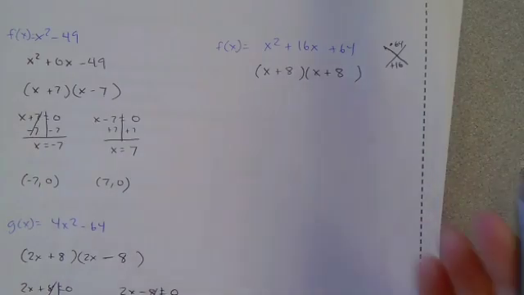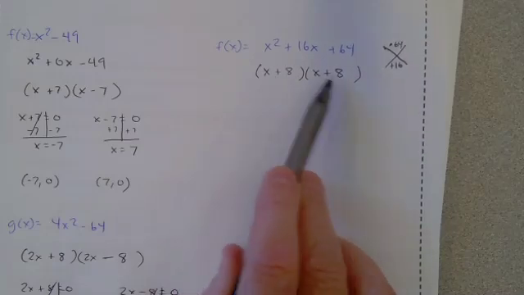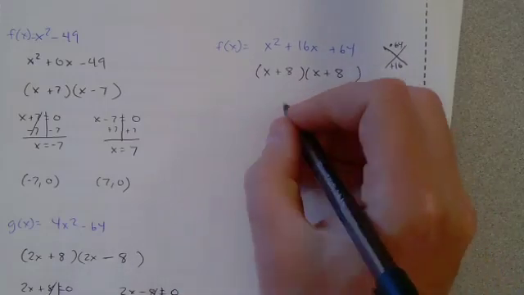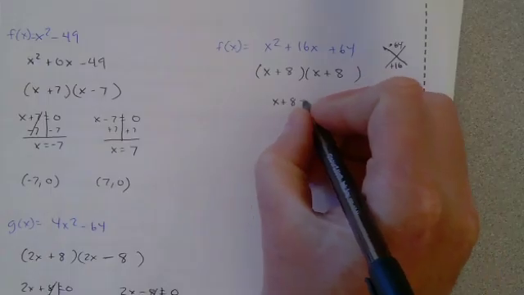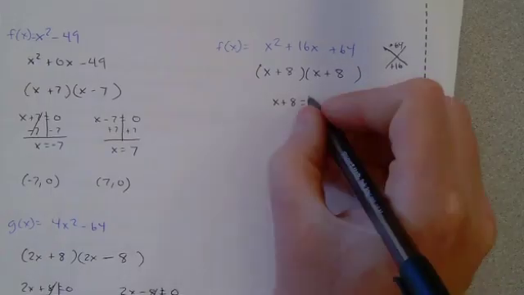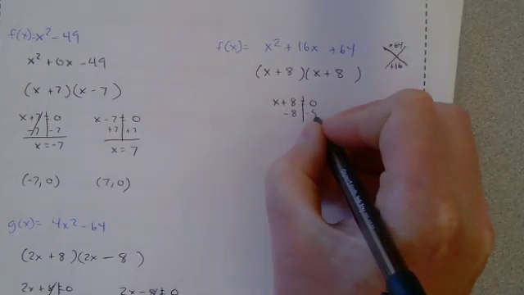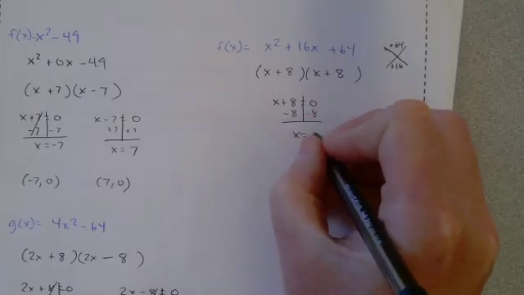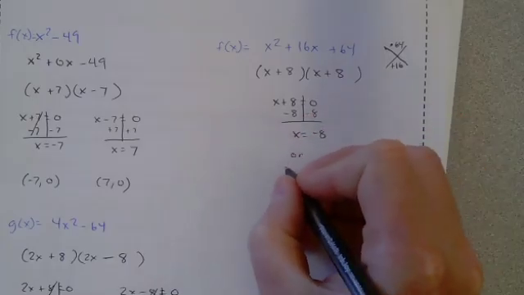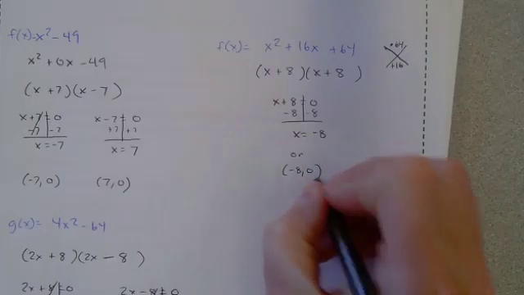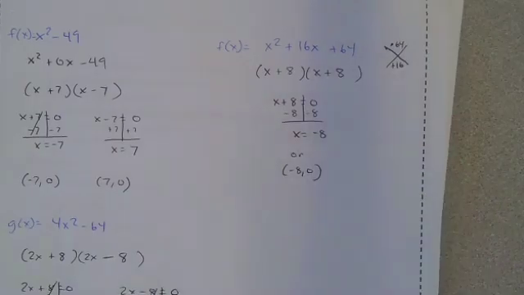Jaden, what do you notice about these two things? They're the same. So that means I only have to solve one of them. x plus 8 equals 0. Minus 8 from each side. x equals negative 8, or negative 8, 0 is my only solution. There's only one x-intercept on this problem.